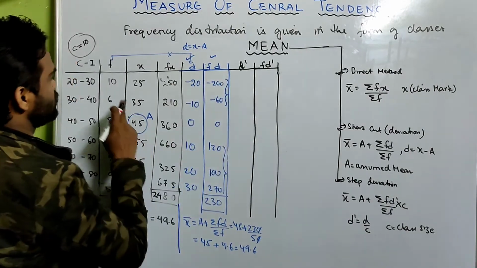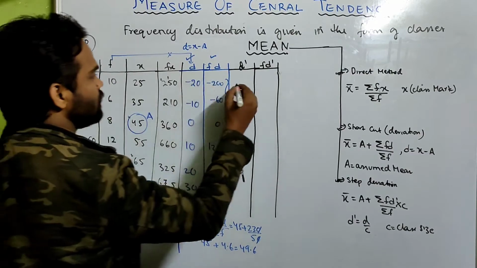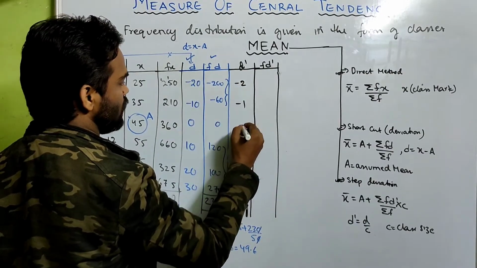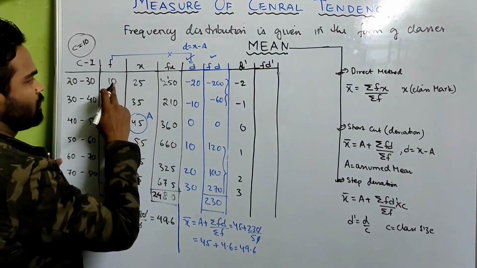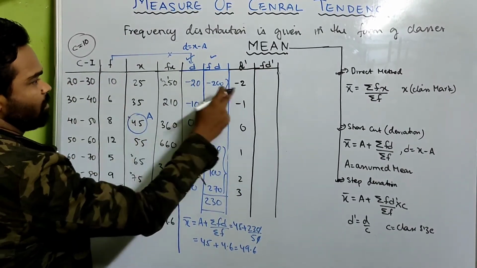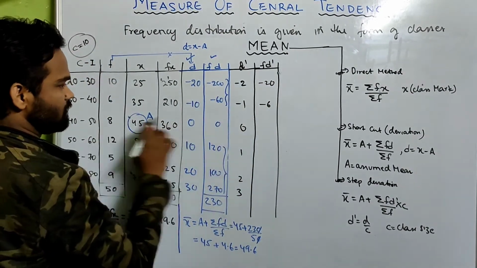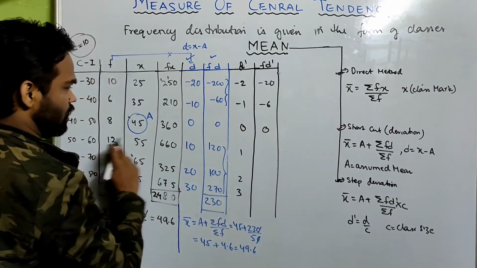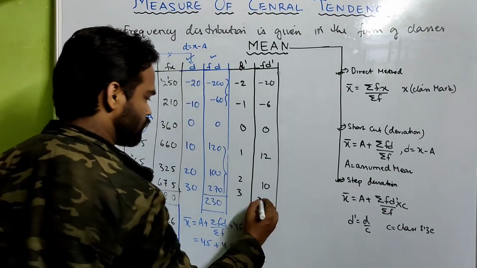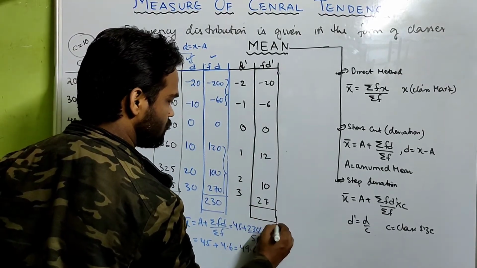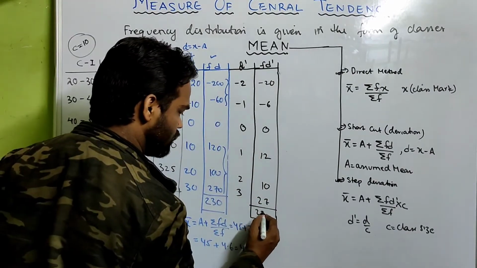Okay, D dash. So D dash is D divided by C, which is minus 20 by 10. That's minus 2, minus 1, 0, 10 by 10 is 1, 2, 3. F D dash, F multiplied by D dash. So 10 multiplied by minus 2, minus 20, minus 6, then 0. 12 ones are 12. 5 twos are 10. And 9 threes are 27. So we'll add all this. When you solve this, this is minus 26 and this will be 23.